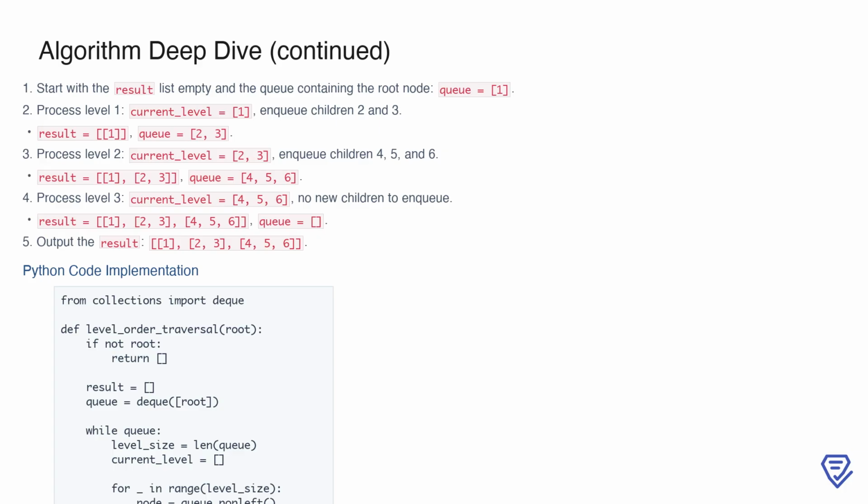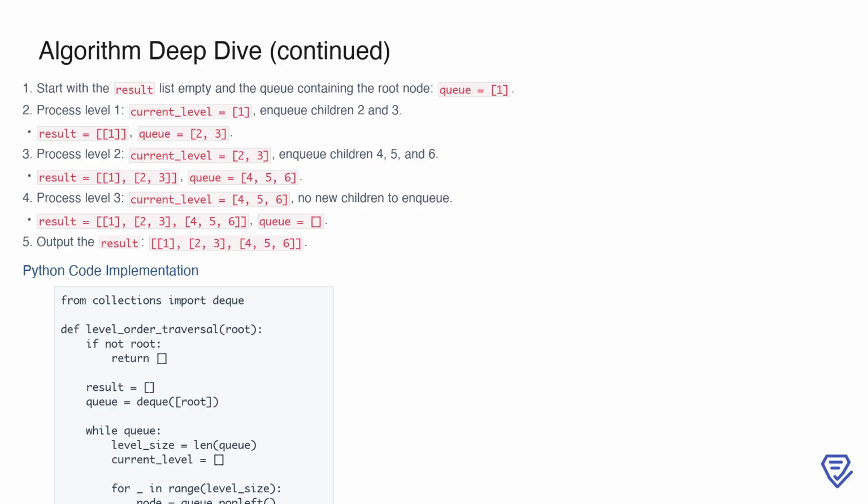Initially, the result list is empty, and the queue contains only the root node, which is 1. At the first level, the current_level list will contain just the value 1 since that's the only node at this level. We then enqueue its children, 2 and 3. After processing level 1, the result becomes [1], and the queue contains nodes 2 and 3. At the second level, the current_level list will include 2 and 3, as those are the nodes at this depth. We then enqueue their children, 4, 5, and 6. Now the result becomes [1], [2, 3], and the queue contains nodes 4, 5, and 6.